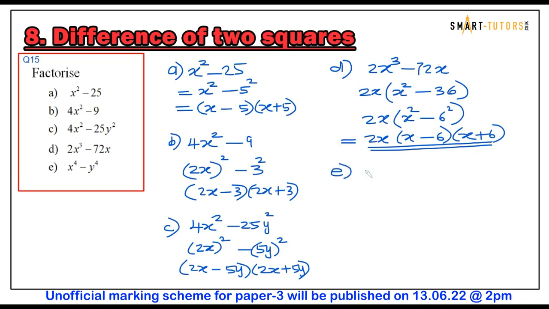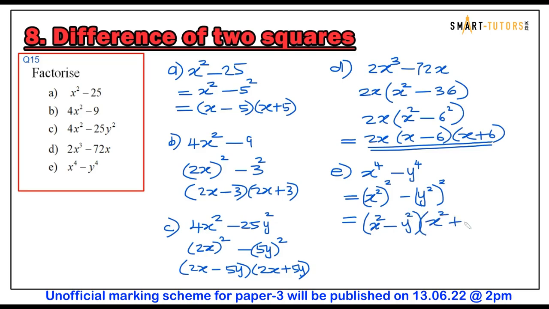E part, right? x to the power 4 minus y to the power 4. So x to the power 4, you can write as x squared to the power squared, minus y squared to the power squared. So now x squared to the power 2 means a squared. So you need to do the difference of two squares: x squared minus y squared is the first bracket. Second one, x squared plus y squared, in the second bracket.